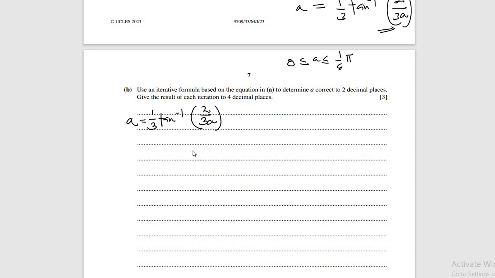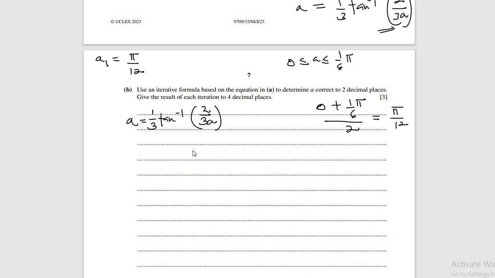In iteration, you need the initial value, a1. Since you are given the domain, the initial value can be obtained by finding the average between 0 and 1 over 6 pi. The average gives us pi over 12. So a1 will be pi over 12. Don't forget, when you are doing iteration, your calculator must be in radians.